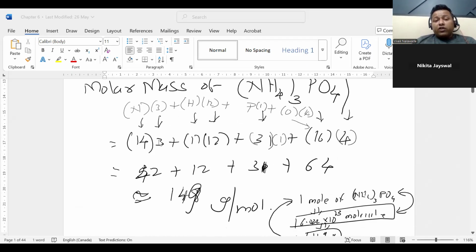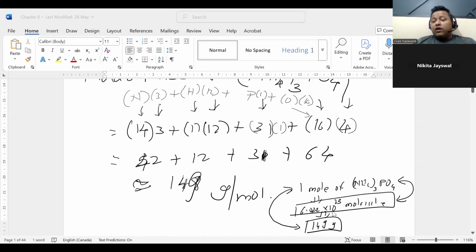Let me tell you. Whenever you calculate the molar mass and convert that to grams, there is a magic that the number automatically comes to 1 mole. So what you should know is that the molar mass expressed in grams is equal to 1 mole. And now you know 1 mole is actually 6.022 times 10 raised to 23.